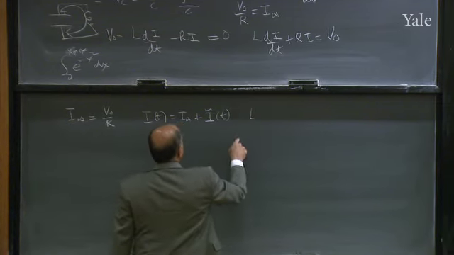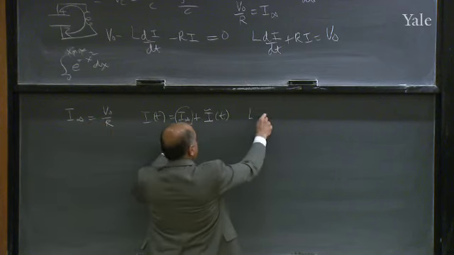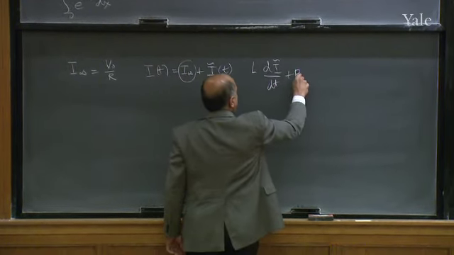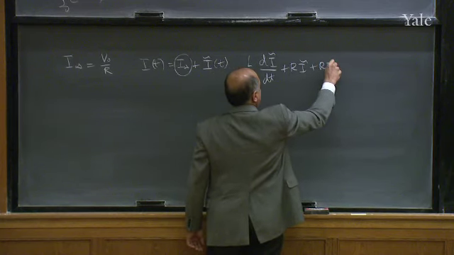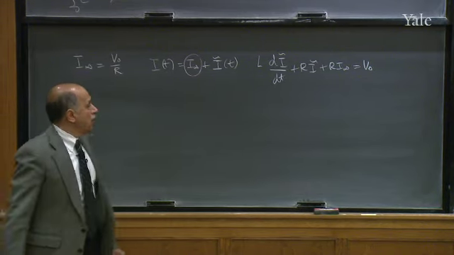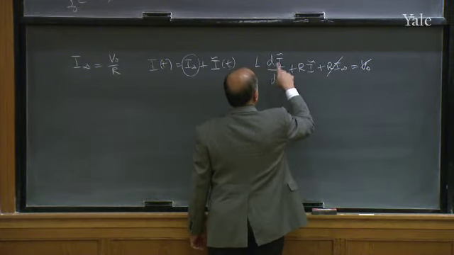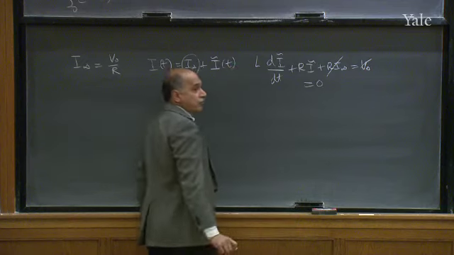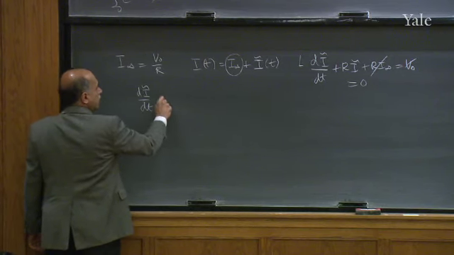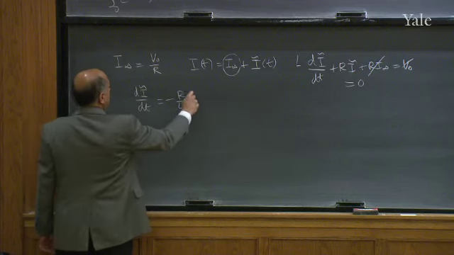So I get, when I do L di/dt, this is a number, V over R. It has no d/dt. So di/dt becomes d I twiddle/dt, plus R times I twiddle plus R times I infinity equals V naught. Now you can see why we did that. We did that because now these two guys cancel, and you get L dI twiddle/dt plus R I twiddle equal to 0. That means dI twiddle/dt is minus R over L times I twiddle.